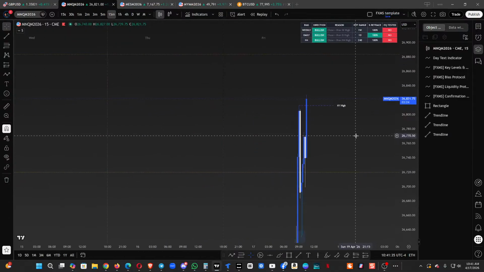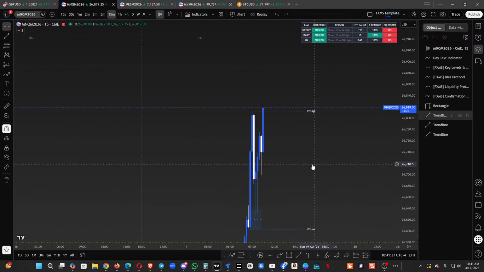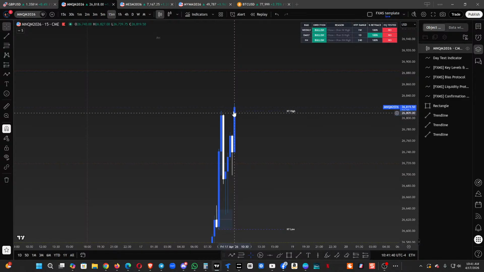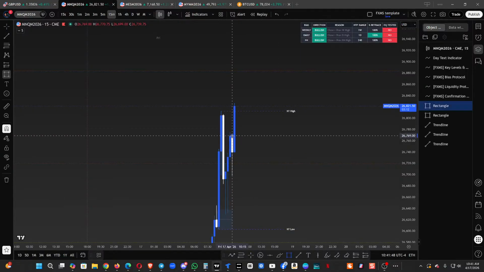Let's see how the 45-minute will close. So we got 3.5 minutes. If the 45-minute candle here closes above, then like I said, we'll probably use this order block. This will probably be an order block that we can trade back into.